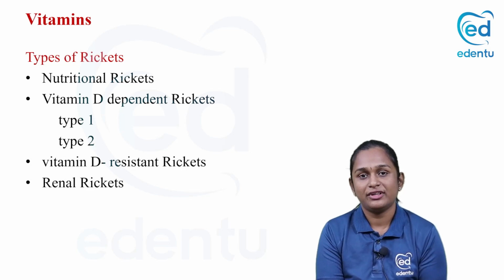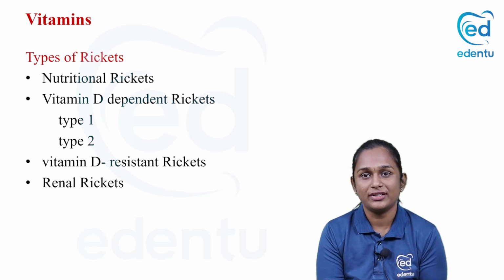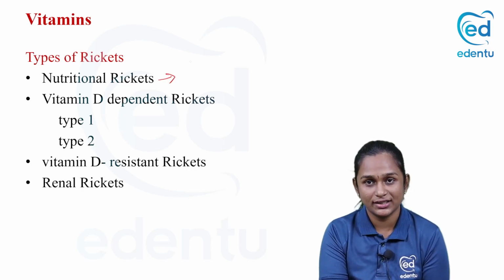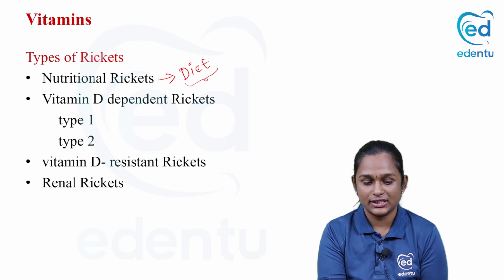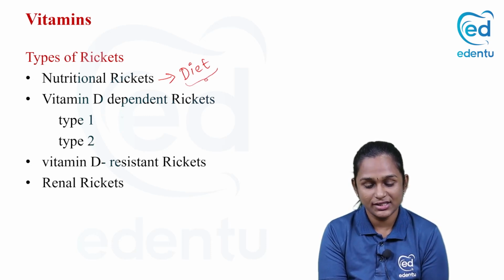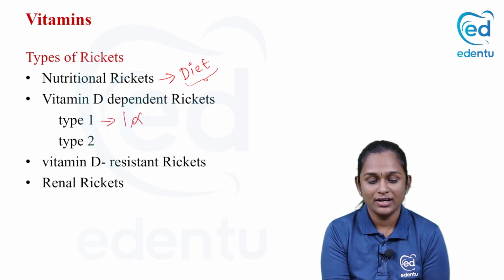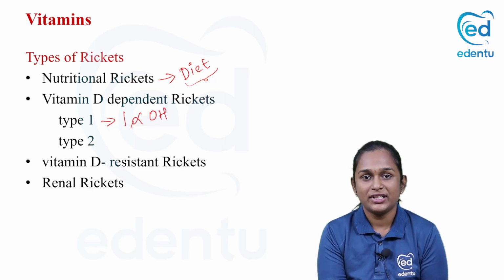So we saw the clinical features and laboratory findings of rickets, and now the different types of rickets. Nutritional rickets means vitamin D is not taken in the diet. When vitamin D is deficient in the diet, that results in nutritional rickets. And in vitamin D dependent rickets, you have type 1 and type 2. Because of a genetic mutation in the 1 alpha hydroxylase enzyme, which is present in the kidney, vitamin D is not converted to its active form. That is type 1 vitamin D dependent rickets.